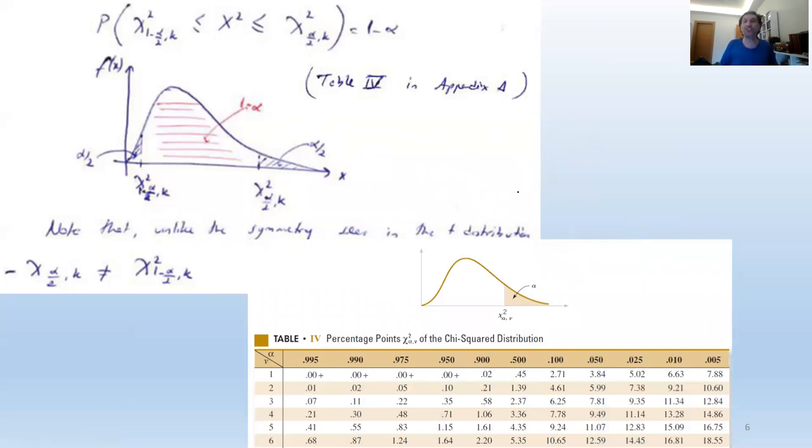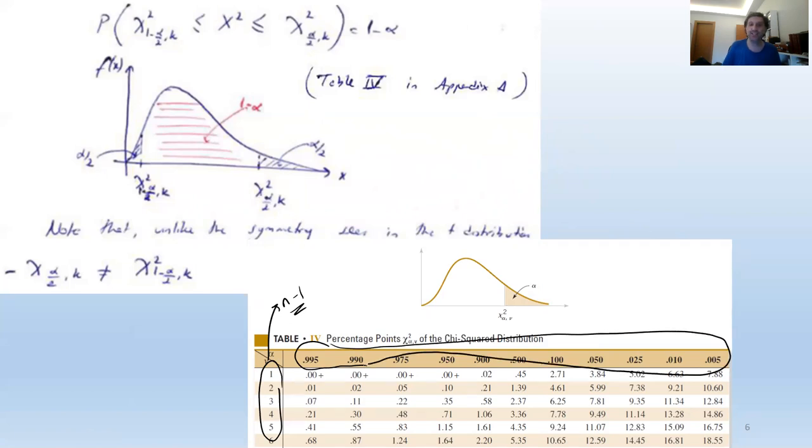So how are we going to read the chi-square distribution table? Very much like the t-distribution table, we have the degrees of freedom here, which are equal to n minus 1, sample size minus 1. And these are the associated alpha values.